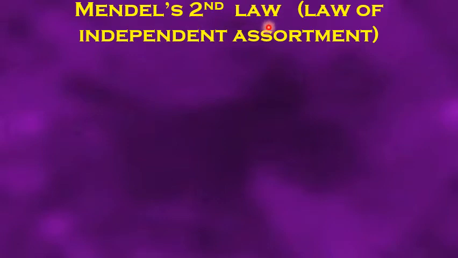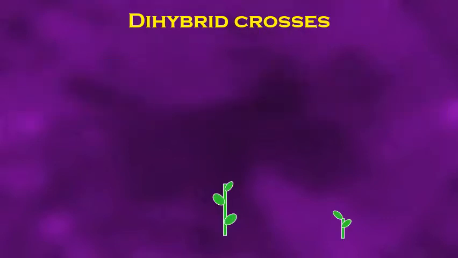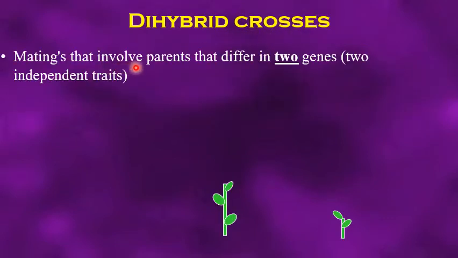Mendel's second law, or called law of the independent assortment. Members of one pair of factors segregate independently from the other pair of factors during the gamete formation. يعني ينص قانون مندل الثاني على أن أثناء تكوين الجميتات كل عضو بأحد الأزواج العوامل تنعزل عن الزوج الآخر، سميت العوامل فيما بعد بالأليلات أو الجينات. Dihybrid crosses that mean the matings that involve parents that differ in two genes or two independent traits. نقصد بالدايهبريد كروسز يعني هو التزاوج ما بين آباء يختلفون في جينين أو في صفتين.